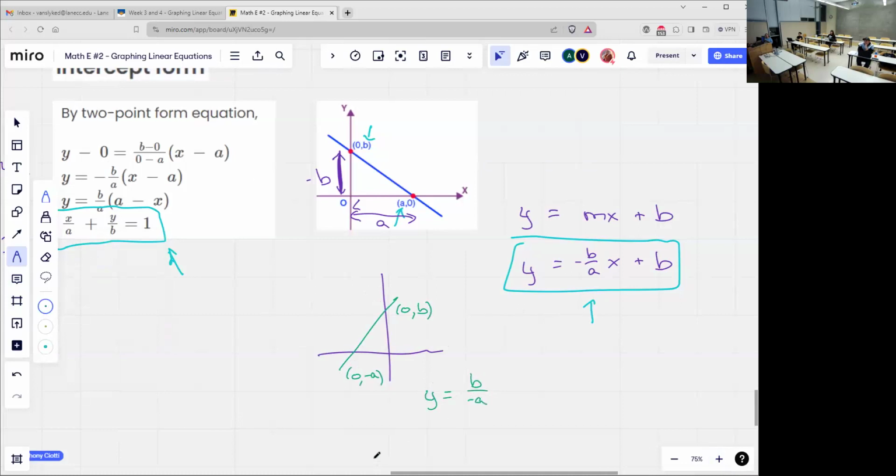Now the negative is on the bottom, but that doesn't matter. Right, no, it's positive now, because this is a positive rise and a positive run. I am confused myself. So it could be positive, could be negative. Is the line going up, is the line going down?